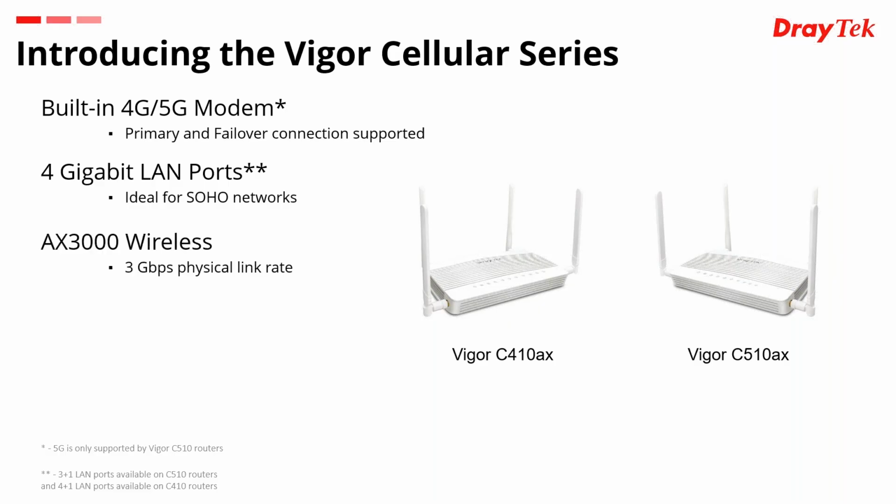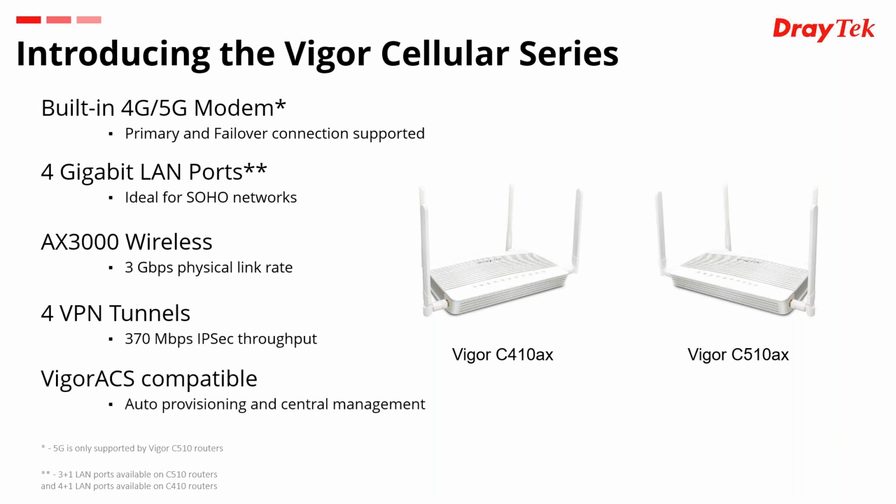There's AX3000 wireless on board, so you've got great wireless coverage as well. And they can handle up to 4 simultaneous VPN channels with up to 370 megabits per second IPsec throughput.